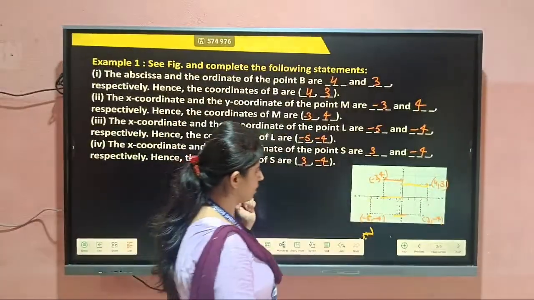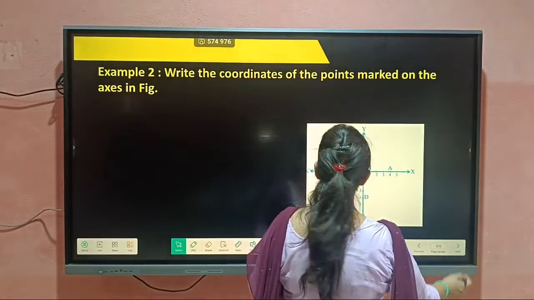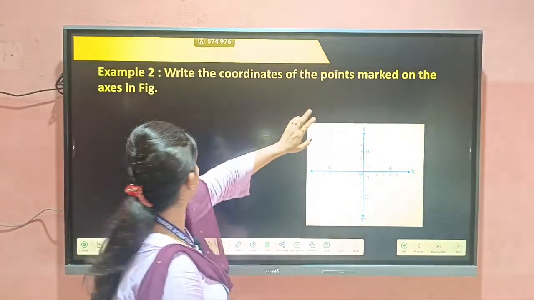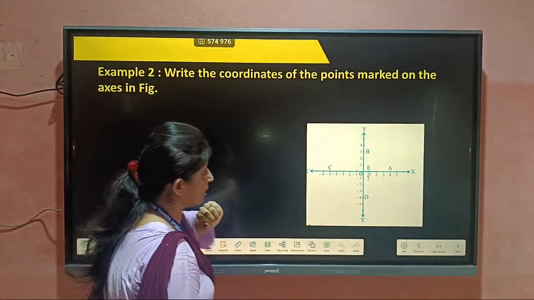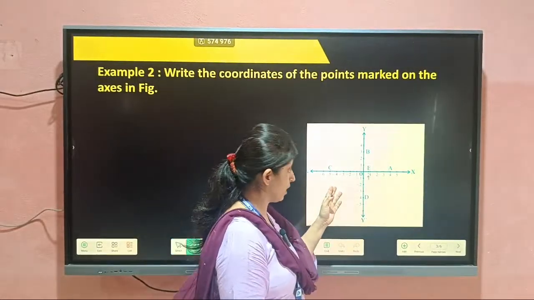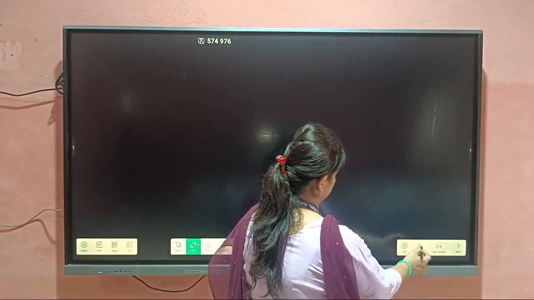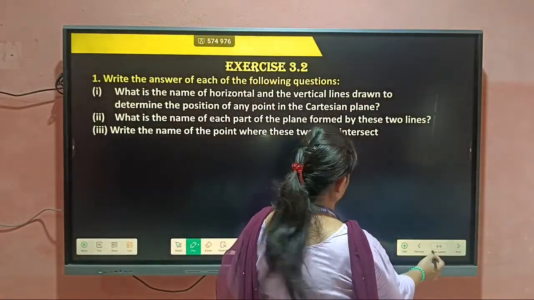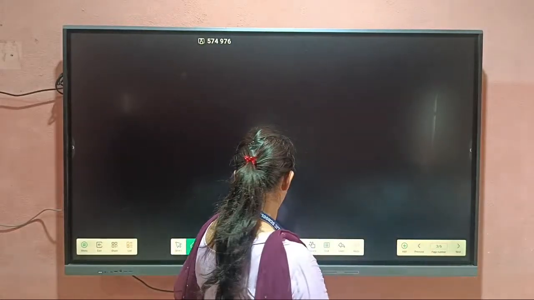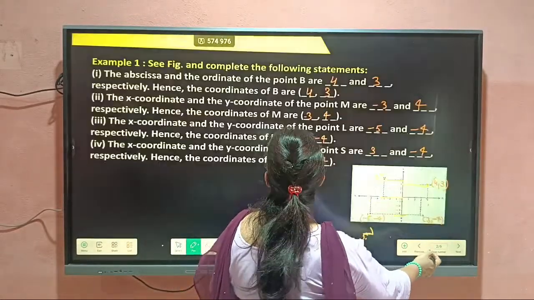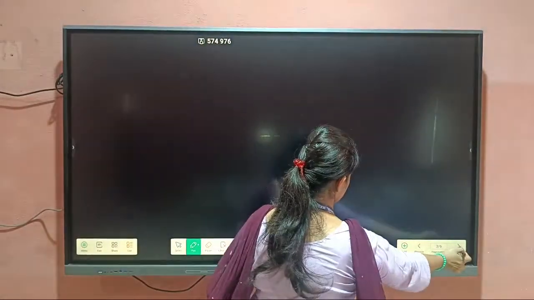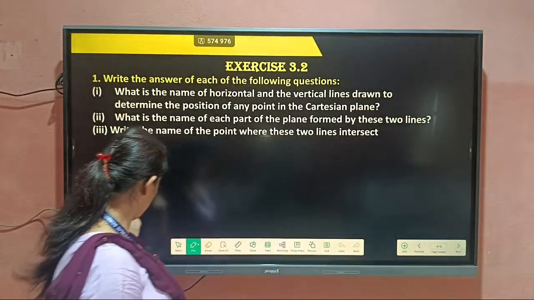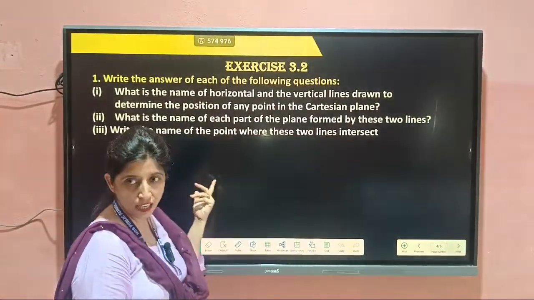Right. Now we will go to the next example. Write the coordinates of the point marked on the axis in the figure. Look at this figure. Where has it gone? Okay, I don't know where it has gone, so we will discuss exercise 3.2.